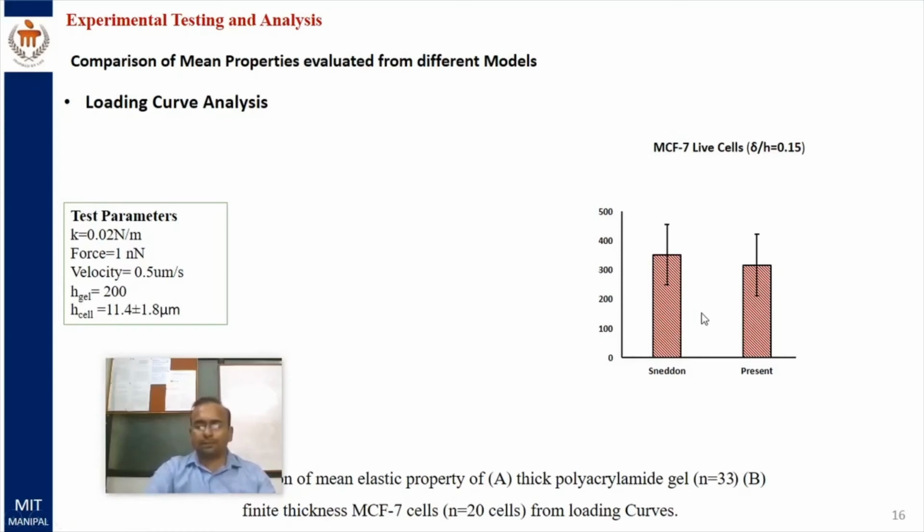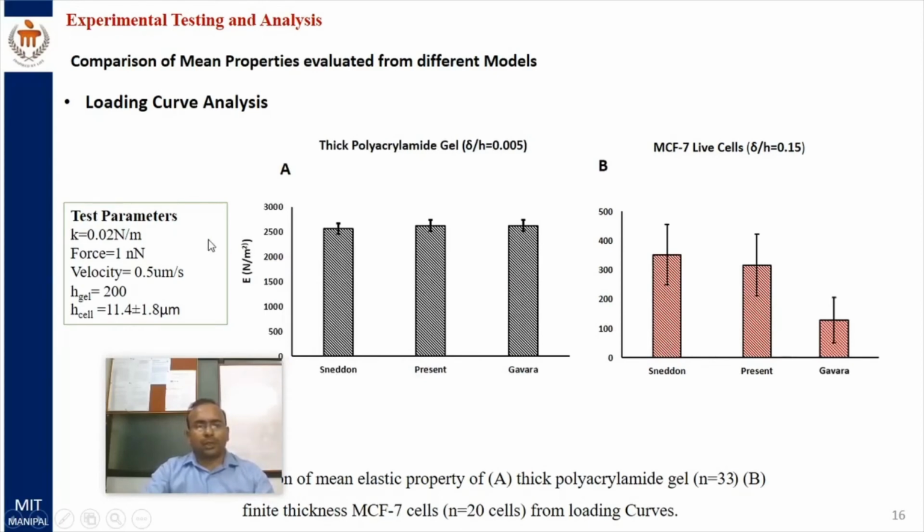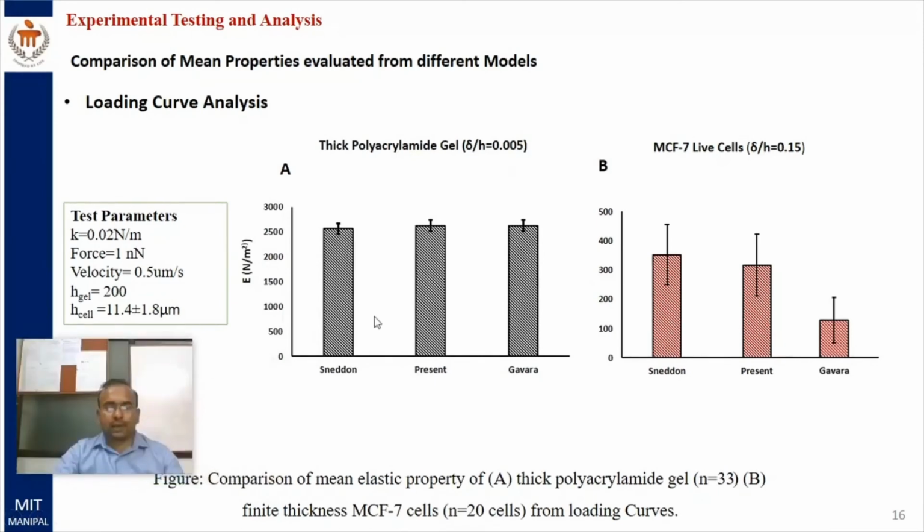Now, if you use the Gore's contact model, then this is the value of the property that we are going to get. So it's going to highly underestimate the properties. Now, coming to the tests over the thick polyacrylamide gel, we find that the model is satisfying that requirement. The values are consistent. The extracted property is consistent with the Snellen's equation, mainly because the delta by H value is so small that the correction factor terms become very negligible in nature.